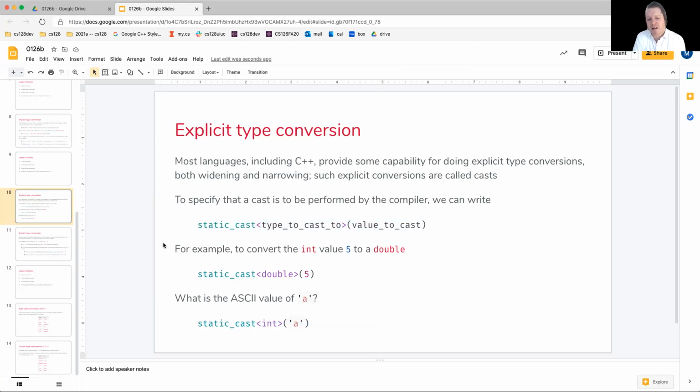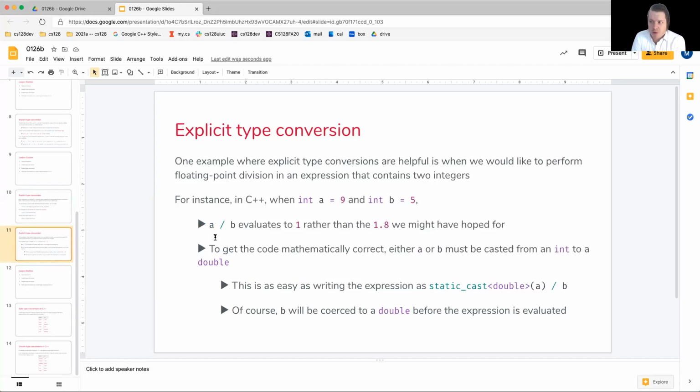So we'd go ahead and write static_cast, and then in angled brackets, we'd specify the type that we'd like to cast the value to, followed by the value to cast in parentheses. For example, if we wanted to convert the integer value of 5 to a double, we'd write static_cast<double> and then provide the value in parentheses, 5. If we wanted to find what the ASCII value of the character 'A' was, we could simply convert that character to its integer equivalent, for which it's a symbolic constant. static_cast<int>, provide the character 'A'. And then we'd see, I think it's a value of 97 or somewhere around there.